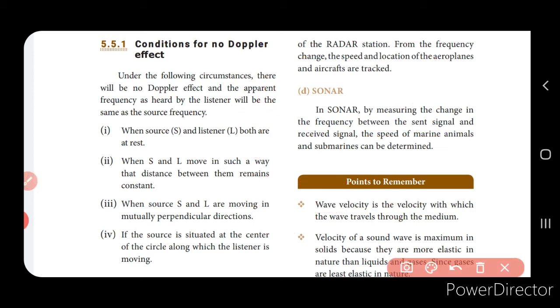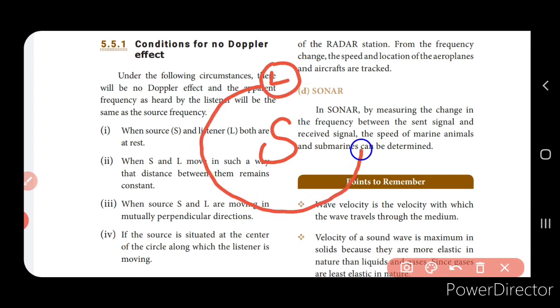The next one is that the source is situated at the center of a circle and the listener is moving in a circle. For example, the source is at the center of a circle and the listener L is moving along the circumference of the circle. If this is the case, then there will be no Doppler effect. So these 4 conditions are necessary for no Doppler effect.